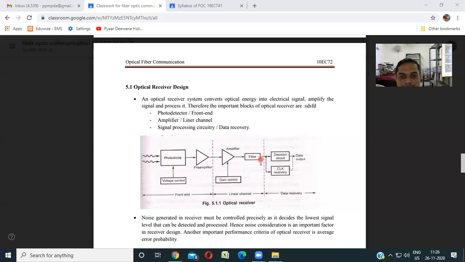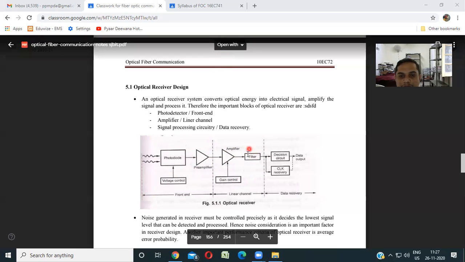Then here we have the filters. These filters are used to remove the noise generated in the different blocks. The photodiode also generates some noise. The voltage control amplifier also has many different noises present in the amplifier circuit. So these noises are removed by using a suitable filter.